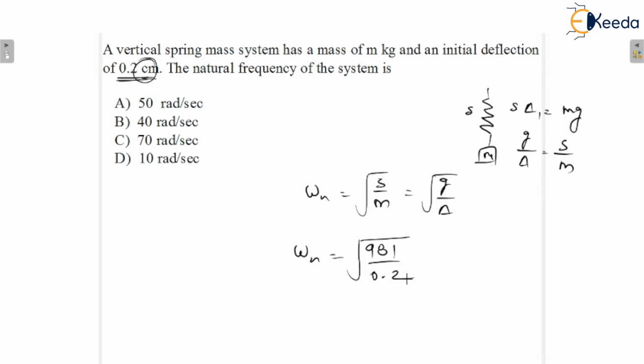So when you solve this, you will get the value of natural frequency. That would come out to be 70 radian per second. Option C would be the correct answer. Be careful about the units.